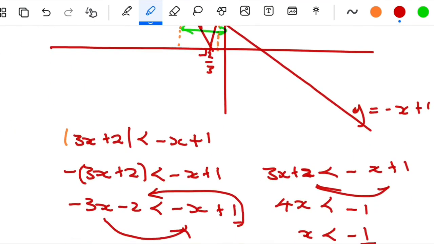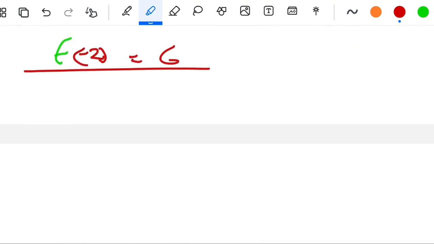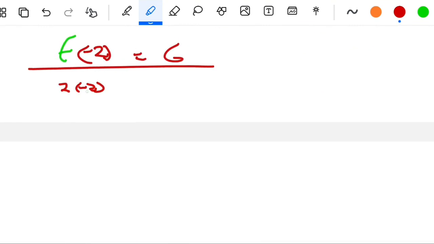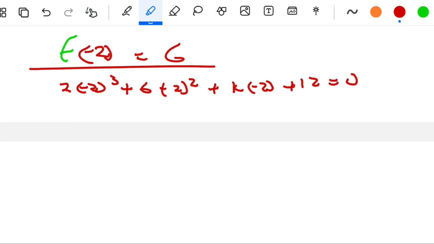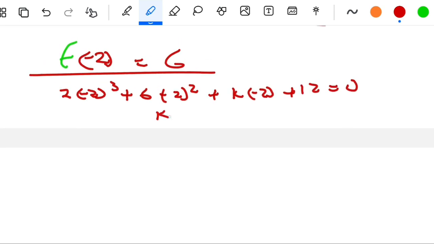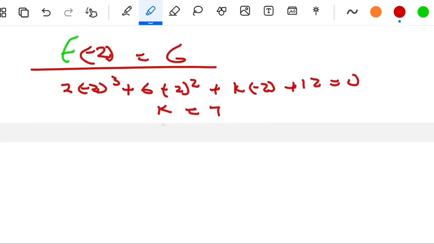So let's do that. I'm going to come here and say 2 times negative 2 cubed plus 6 times negative 2 squared plus k times negative 2 plus 12 equals 6. If I solve that one, I'm going to get that k equals 7. So I've got my k as 7.